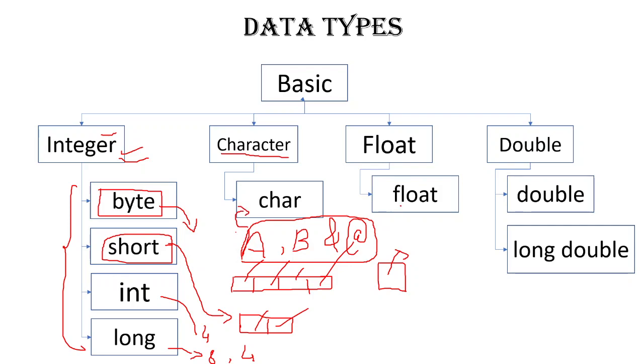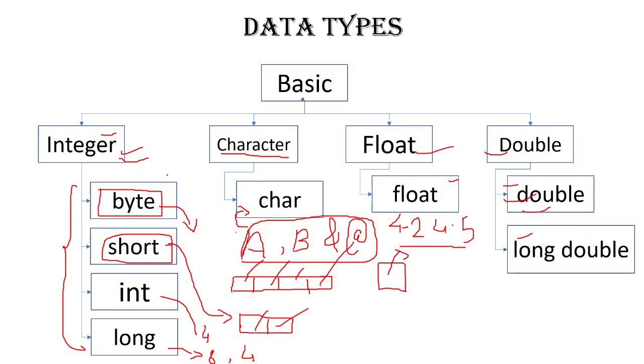Okay, float data type, as I have told, is for numbers like 4.2 and 4.5. All these types of numbers are called float numbers or real numbers. Then there is double, and between double and float, as I have told you, the difference is just the precision. Double has more precision as compared to float, and long double has even more precision than double.